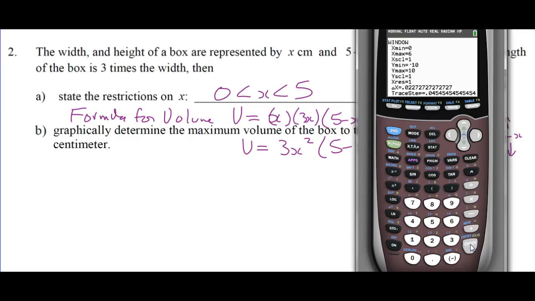And what's the volume going to be? Well, we just take a guess. I don't know. How big could the volume be here? We know it can't be below 0. So how high are we going to go here?